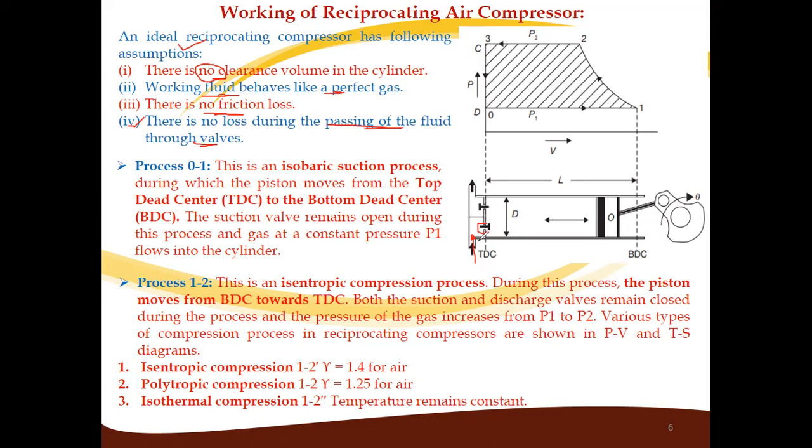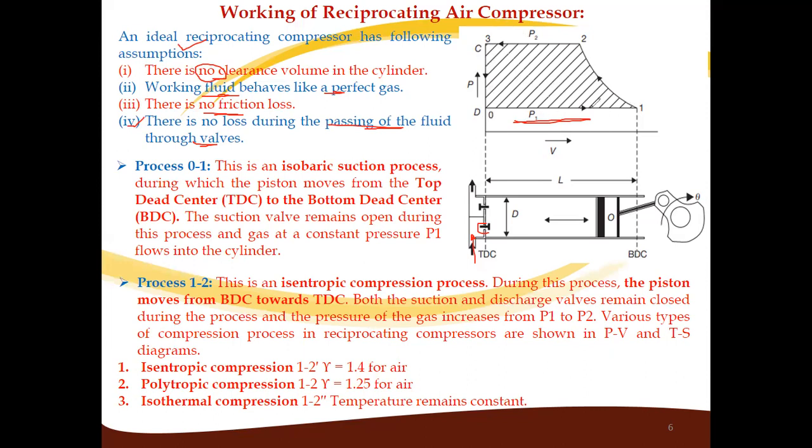ideal reciprocating compressor. If you see, there are actually four processes, but mainly three processes are required. The first process is 0 to 1. Then 1 to 2 is the second process. Then 2 to 3 is the third process.